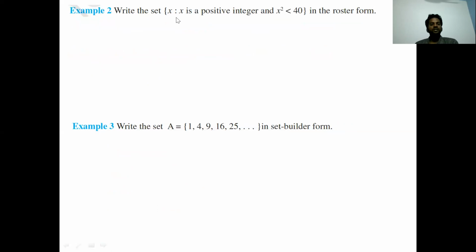Write this set in roster form: x such that x is a positive integer, x squared is less than 40.